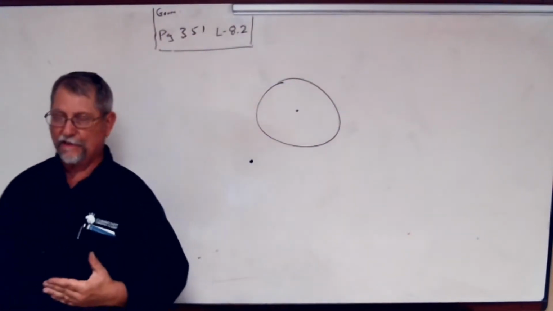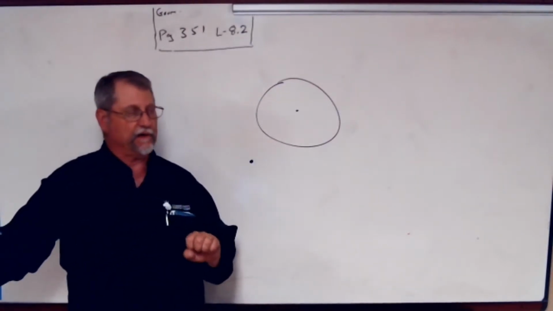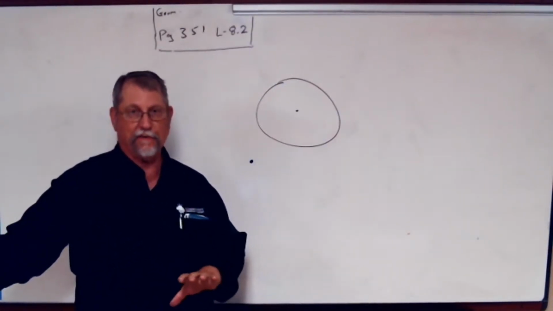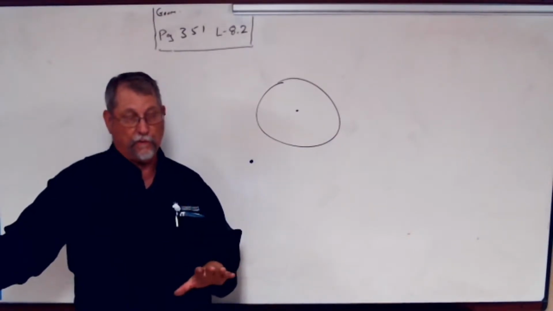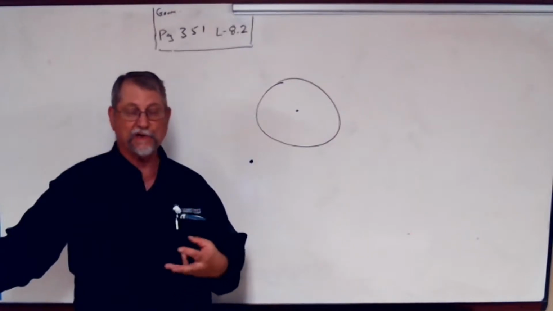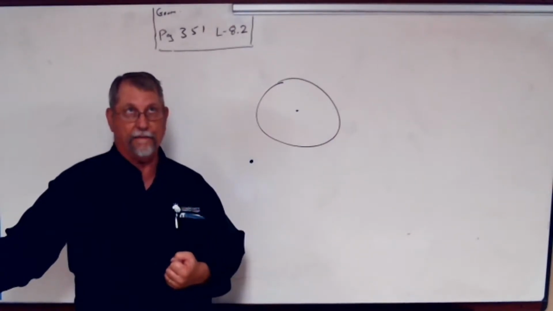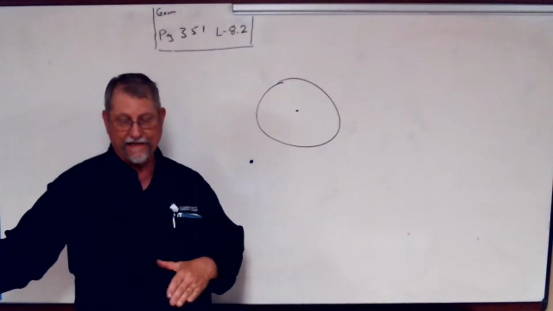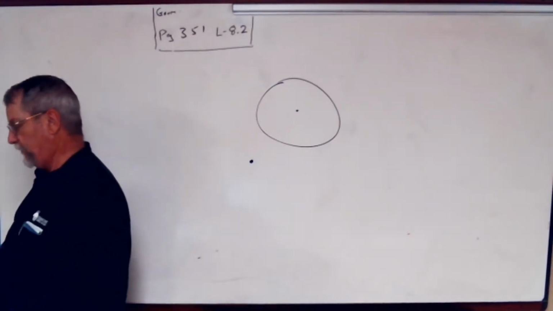Now this word tangent, we're going to use the word tangent and we're going to use the word secant. They do not mean what they meant in Algebra 2. We're not talking about relationships between angles here in the sense of sine, cosine, and tangent. These words have a little bit different meaning, okay?